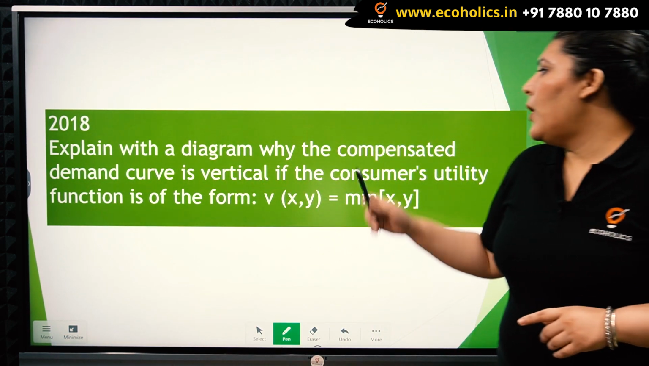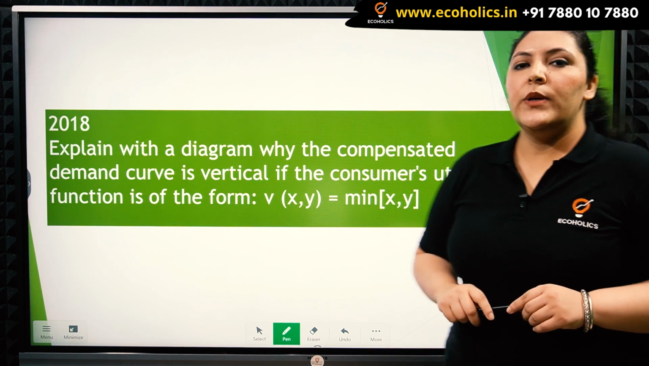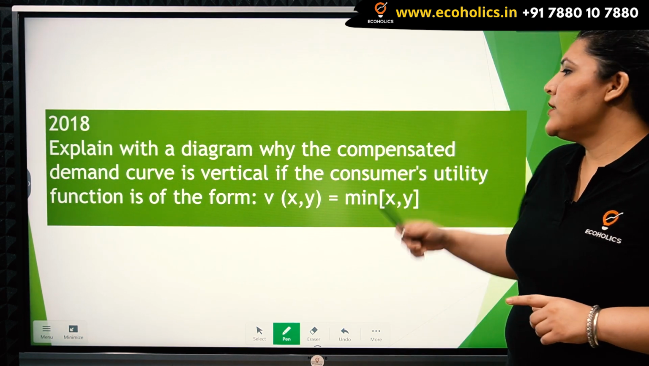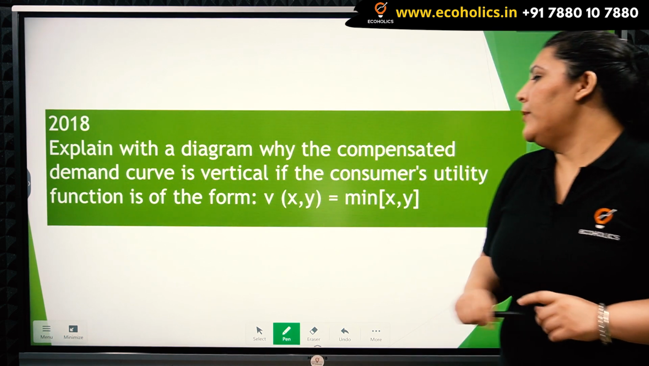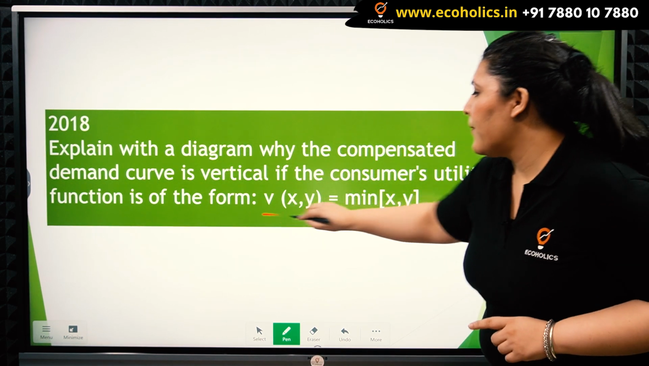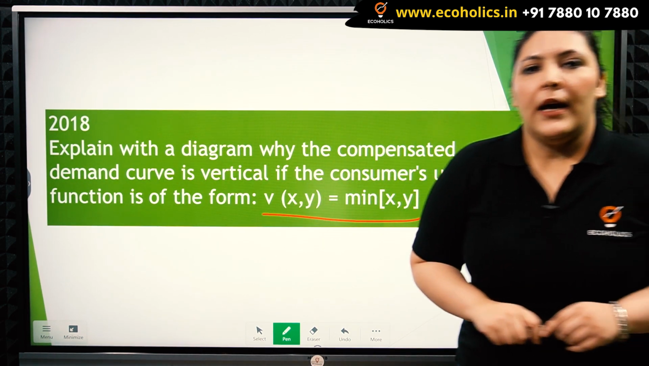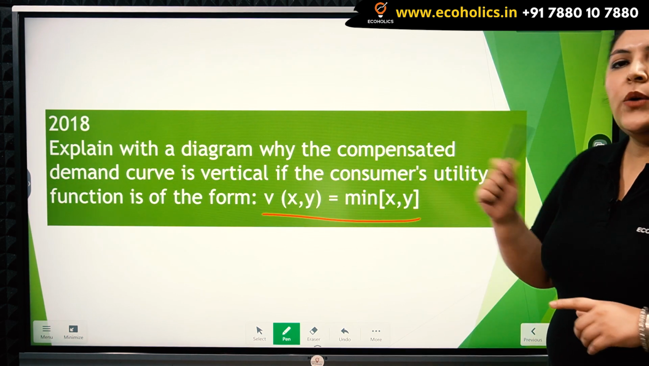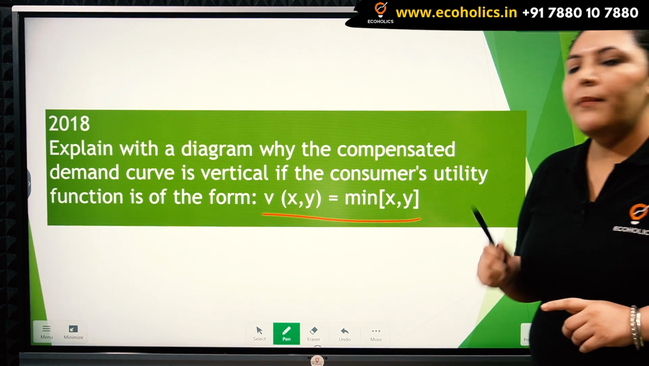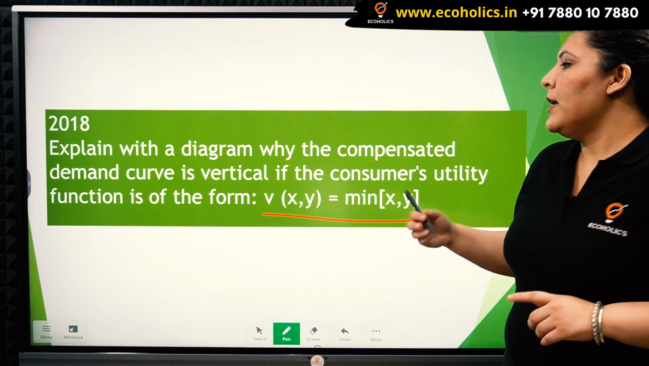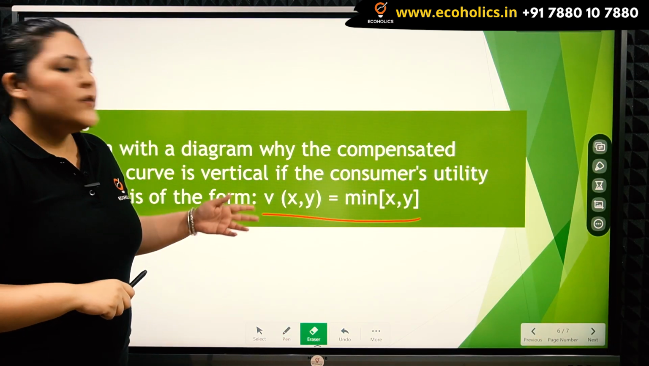Let us now answer a question which was asked in the 2018 Indian Economic Service examination. Explain with a diagram why the compensated demand curve is vertical if the consumer's utility function is of the form so and so. Now, let us have a quick overview and try to remember what this utility function was.